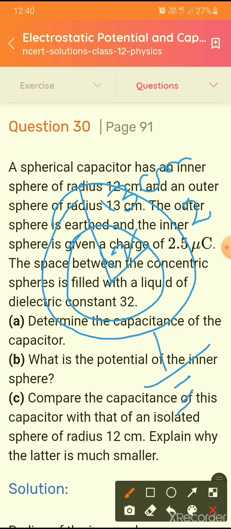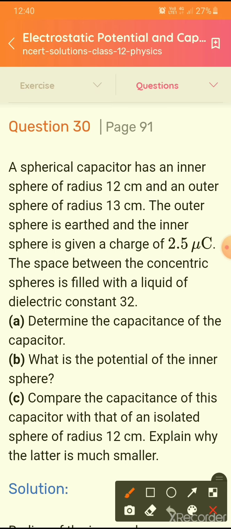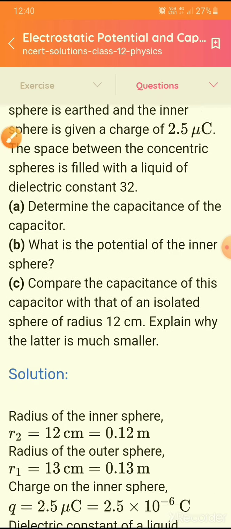And the second question is, what is the potential of the inner sphere? Third question is, compare the capacitance of this capacitor with that of an isolated sphere of radius 12 centimeter. Explain why the latter is much smaller. Okay, so we can go for the solution.